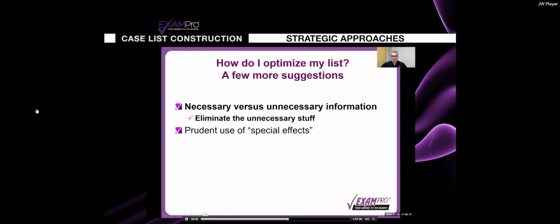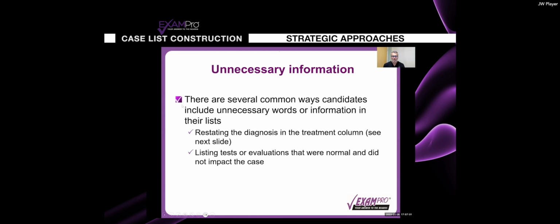So a few more suggestions about how to optimize your list. I want to talk for a second about necessary versus unnecessary information and eliminating some of the unnecessary stuff. Then we'll go on and talk about prudent use of special effects, and I'll explain what that means. So first of all, looking at necessary versus unnecessary information, let's go to this next slide. There are several common ways that I find candidates include unnecessary words or information in their list.